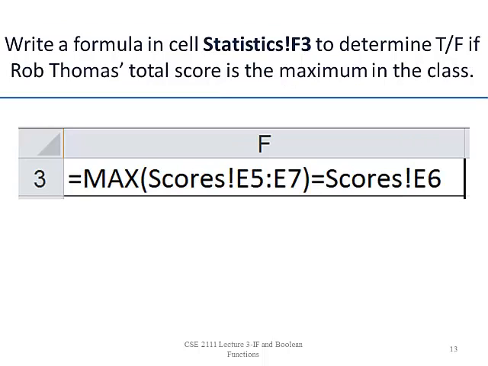Next example, write a formula in cell Statistics F3 to determine true or false if Rob Thomas's total score is the maximum in the class. So we're using the MAX function to get the max score of everyone in the class, and we're comparing it to Rob Thomas's score. If they're equal, you'll return a true. If they aren't equal, then your cell will display a false.